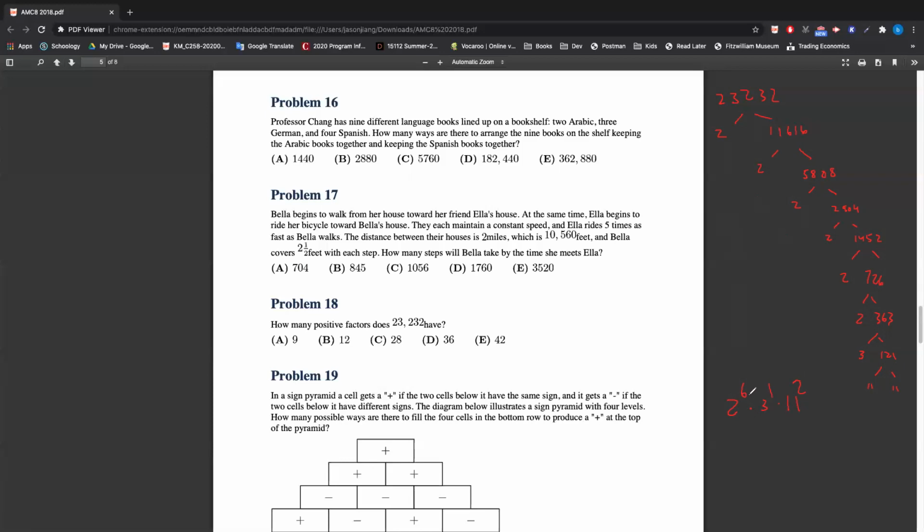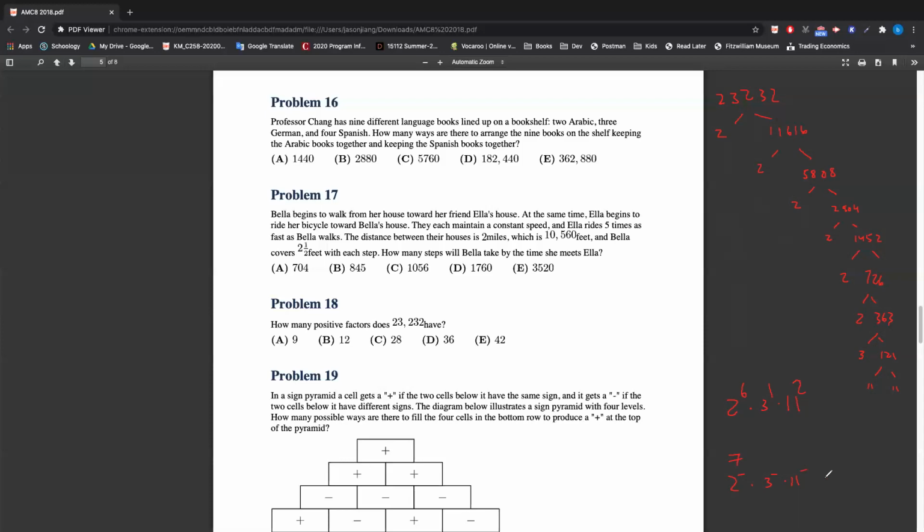But if we think about what a factor of this number has to have, it's going to be 2 to the something times 3 to the something times 11 to the something. And we just have to figure out how many possibilities there are for those somethings. So for 2 to the something, it could be 0, 1, 2, 3, 4, 5, or 6. That's actually 7 possibilities. And 2 to the 0 is just 1, basically.